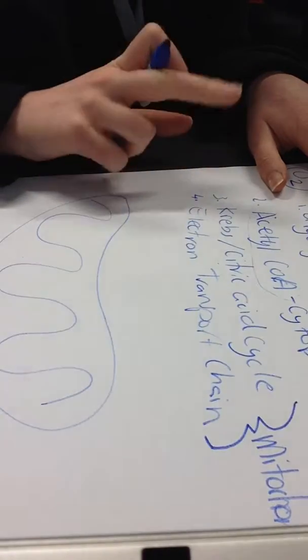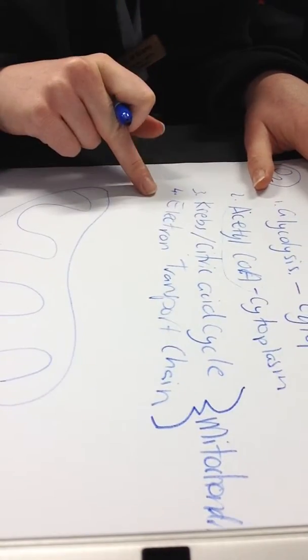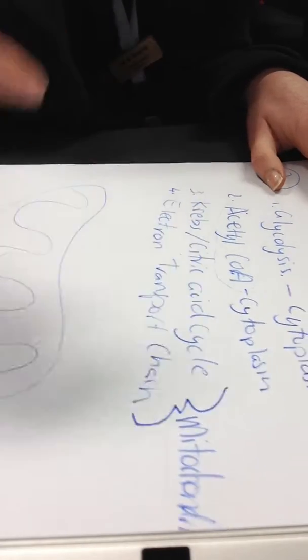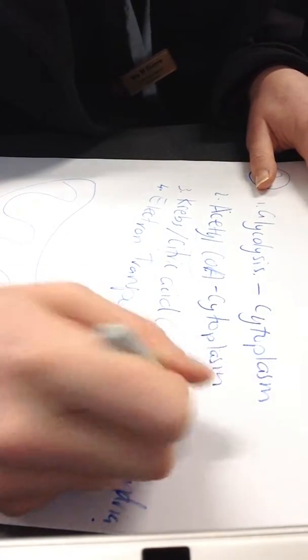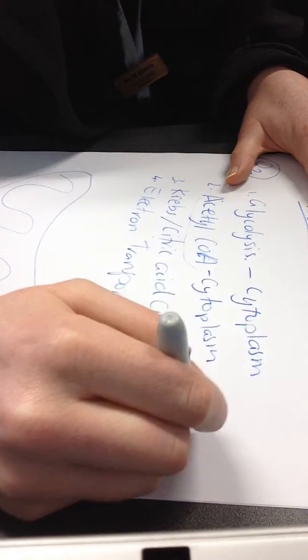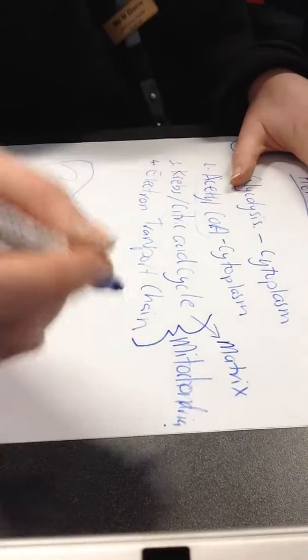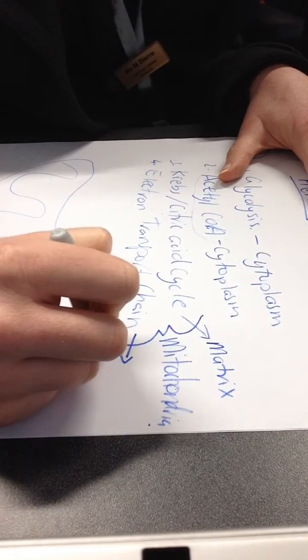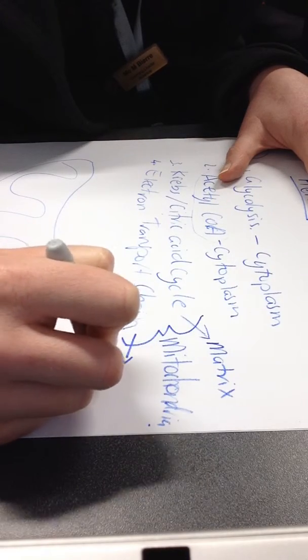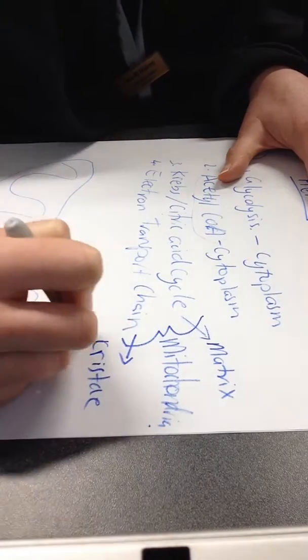Then we've got the Krebs cycle and the electron transport chain, which both happen in the mitochondria, but in different parts. The Krebs cycle is going to happen in what we call the matrix. And the electron transport chain is going to happen along the membrane of the cristae.